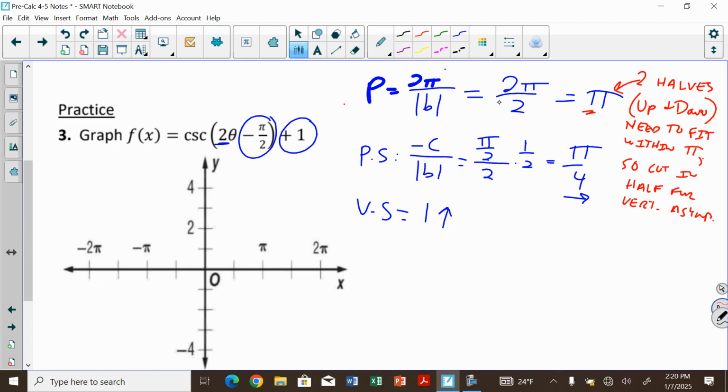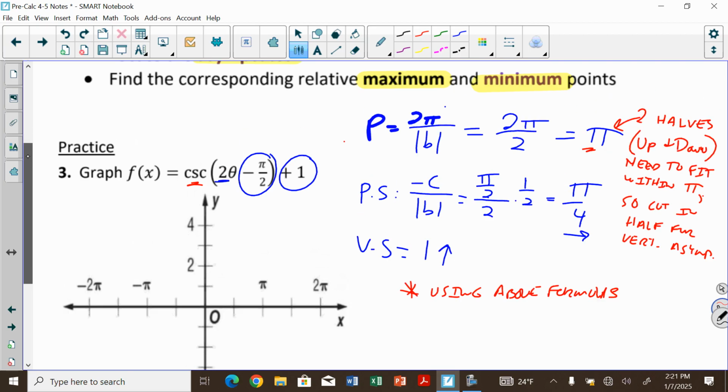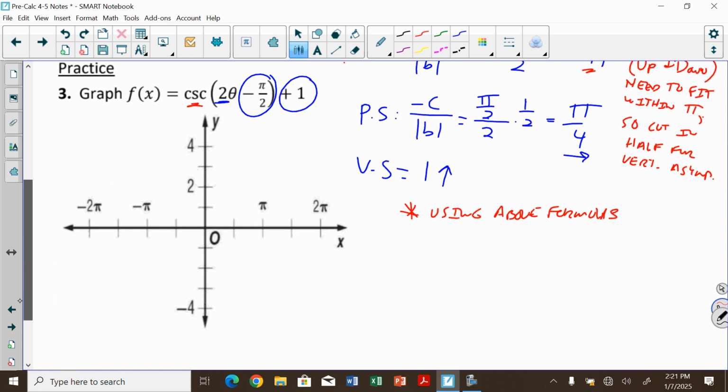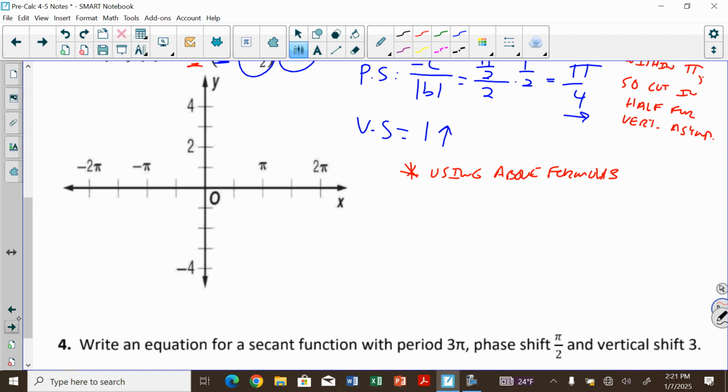Now, you can cut them in half, that's one way, but also we can find them using the above formulas that we talked about for cosecant. If we use these formulas to find our vertical asymptotes, we'll get 2x minus pi over 2, that's my bx plus c, equals negative pi. And the other one is 2x minus pi over 2, bx plus c, equals positive pi.